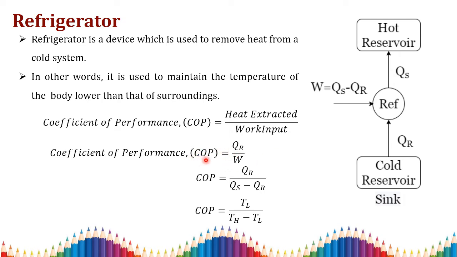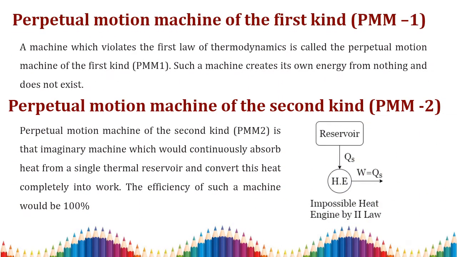So the coefficient of performance of a refrigerator will be QR by W, where W is QS minus QR. Again, we know that Q is a function of temperature, so we can write the coefficient of performance of the refrigerator as TL divided by TH minus TL. Okay, so with these three basic terms.